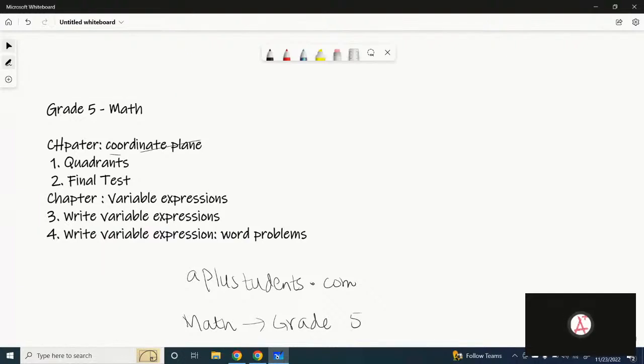Here is the list of the topics we're going to cover today. We're going to start with coordinate plane, with the lesson coordinate quadrants, then the final test. Then we'll move on to the chapter variable expressions. We can do the lessons write variable expressions and write variable expressions word problems. Got it? This is the list of the chapters we're going to cover today. Please make sure you have your notebook and pencil so that you can note down the important points and examples as well. Got it? Okay, let's start with the topic.